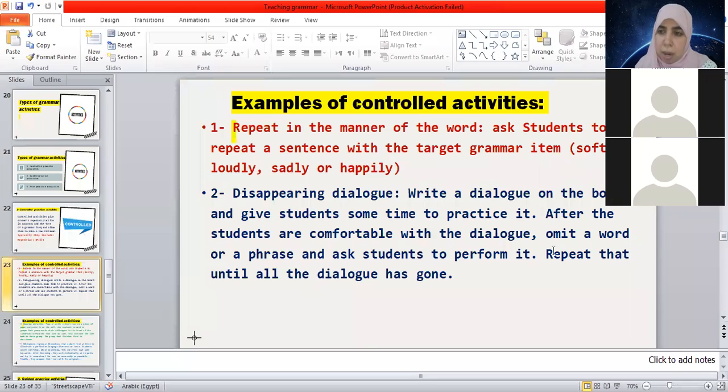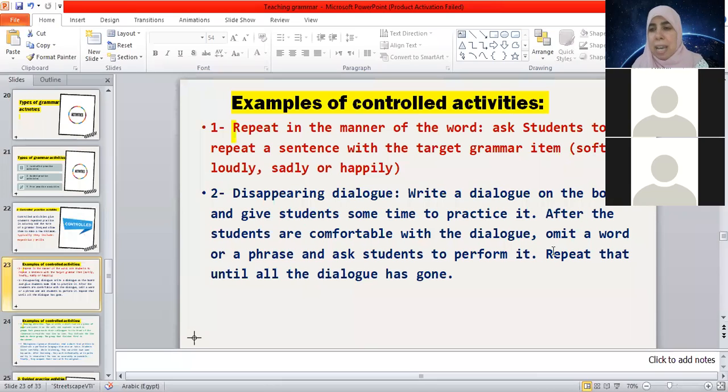and gives students another chance to practice it. After this, he deletes more words and more phrases and gives students a chance to practice the dialogue. He repeats these procedures until all the dialogue has gone. Okay, so here the text itself is written by the teacher and the students have to practice what is written. The teacher, yes, deletes some words and some phrases in turn, but at the end, the students are supposed to practice the dialogue that is written. Okay, that is written by the teacher.